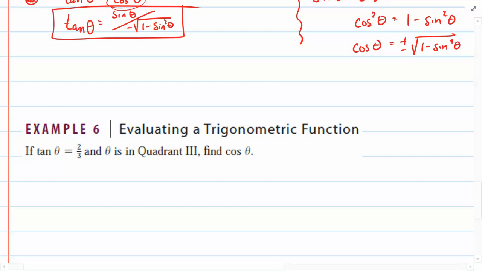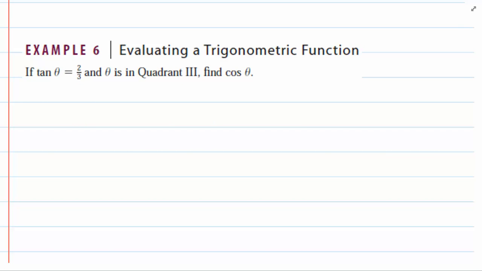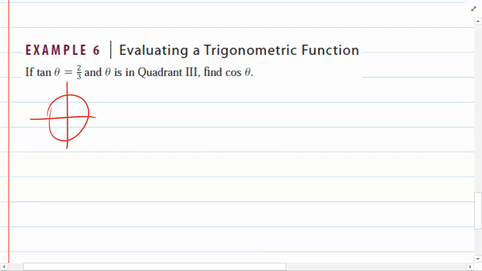Let's consider another example. This time we'll evaluate a trig function. If tangent of theta is equal to 2/3 and theta is in quadrant 3, find cosine of theta. Let's draw a quick sketch here. Actually, I don't want a unit circle because this hasn't been indicated to me whether we're dealing with radians or degrees. Instead, I can draw a picture of a triangle.